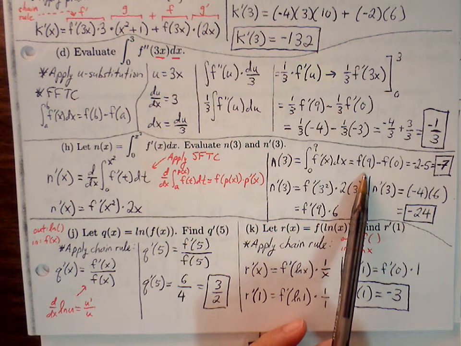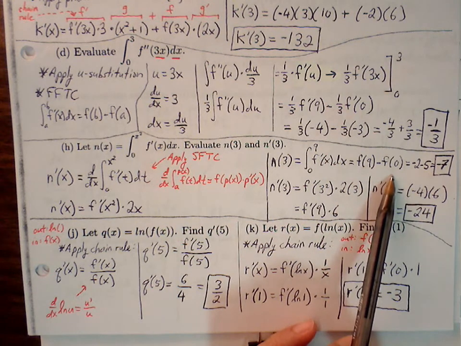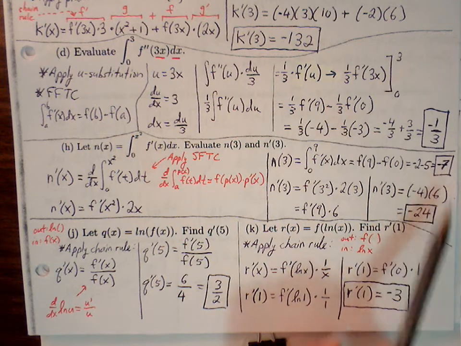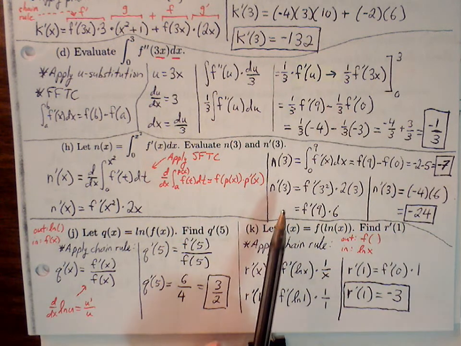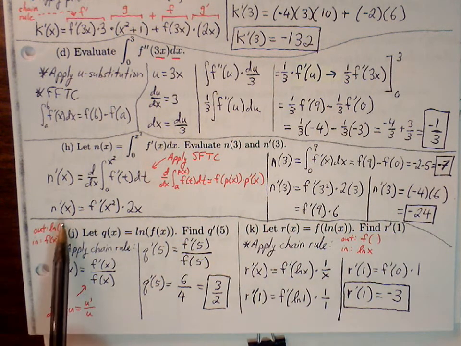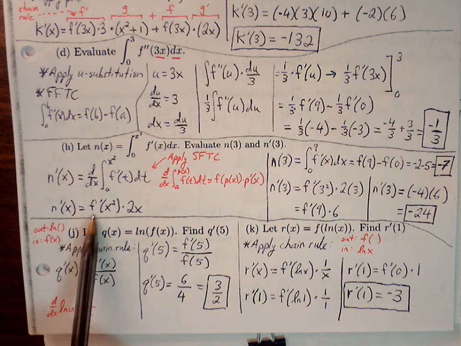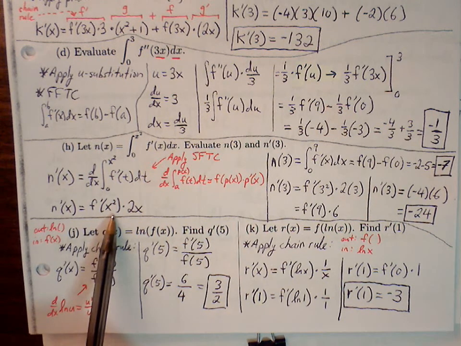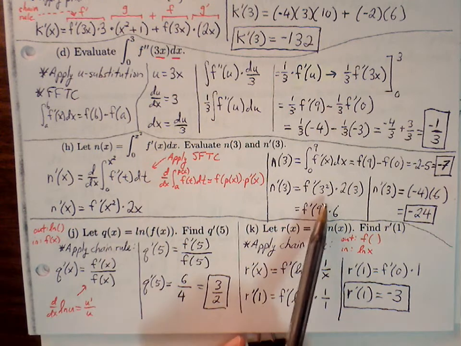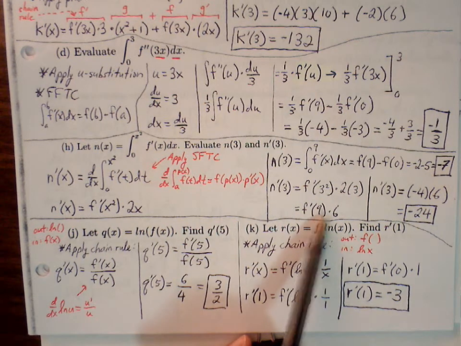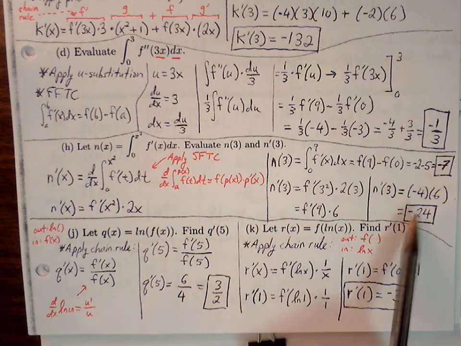f of 9 is negative 2. f of 0, using our table of values, is 5. So negative 2 minus 5 is negative 7. N prime of 3, we look at our definition here. N prime of 3 equals f prime of 3 squared, which is f prime of 9 times 2 times 3. f prime of 9 is negative 4, using our table of values. Negative 4 times 6 is negative 24.